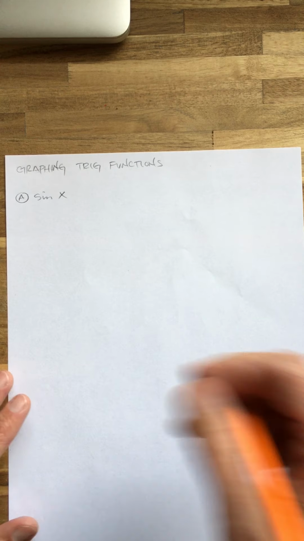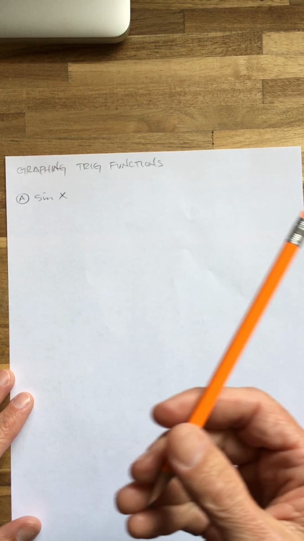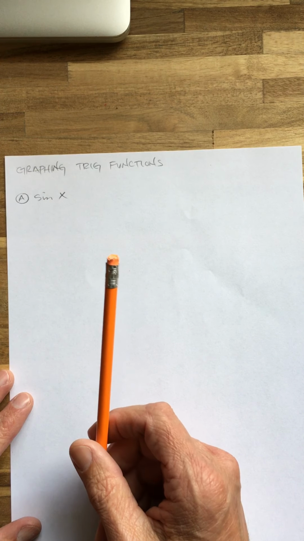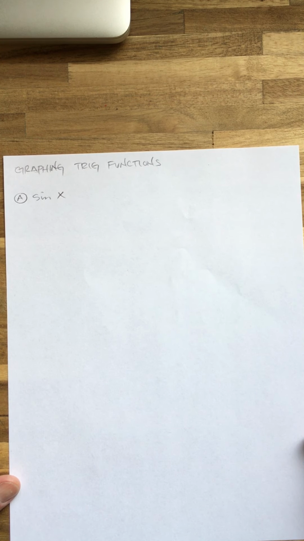Today we're going to be graphing trig functions. So I'm going to do the sine of x. I'll show you how to get the graph of it. And then I'm going to let you guys do the cosine of x for homework, and tomorrow we'll do the tangent of x and explore some more ideas. But for right now, we're just going to do the sine of x.